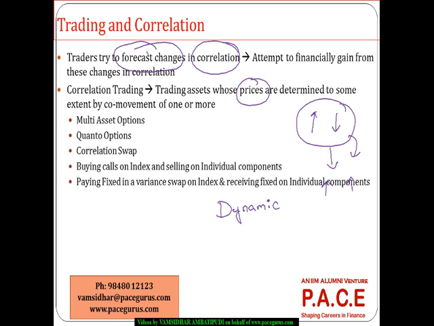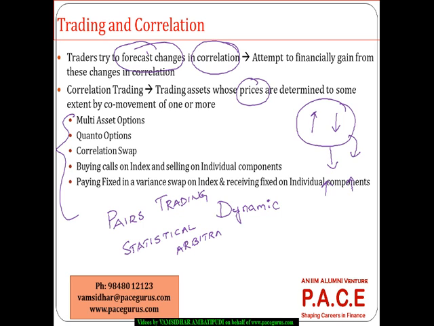There are different kinds of correlation based trades we talk about. Most of the time we do what is called pairs trading, meaning one asset would be sold and the other asset would be purchased. That's the reason this mechanism is called statistical arbitrage.